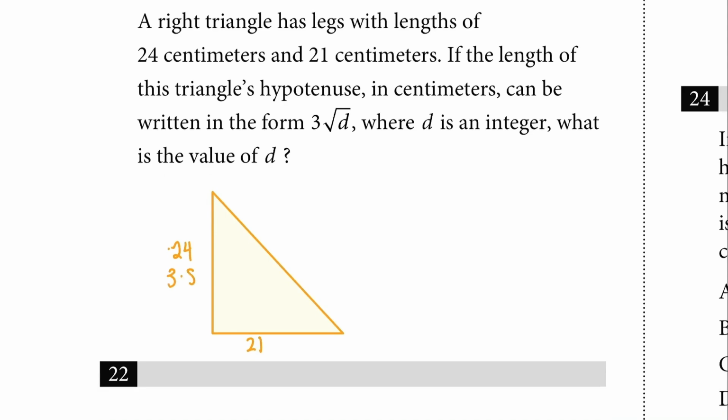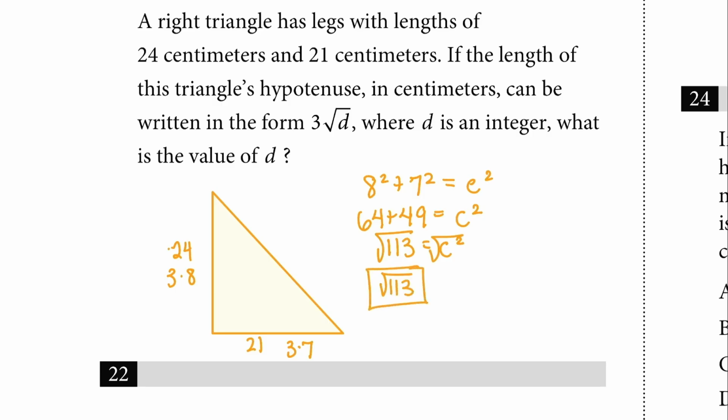We can rewrite 24 as 3 times 8. We can also rewrite 21 as 3 times 7. Since we know that the hypotenuse is also going to be 3 multiplied by some square root, we actually don't have to include 3 in our Pythagorean theorem, and that's going to make our math a little bit easier. So 8 squared plus 7 squared equals c squared. We're going to have 64 plus 49 equals c squared. And then that math is going to be 113 equals c squared, and then you take the square root. So we're going to have the square root of 113, and that's our final answer.